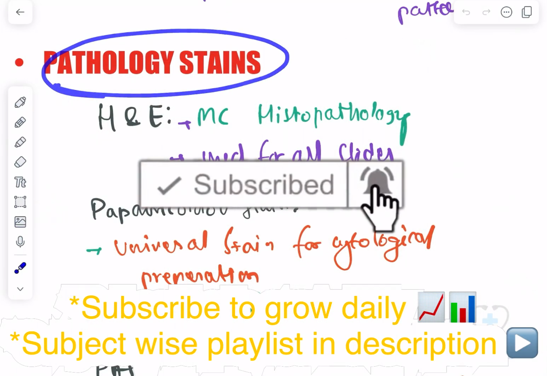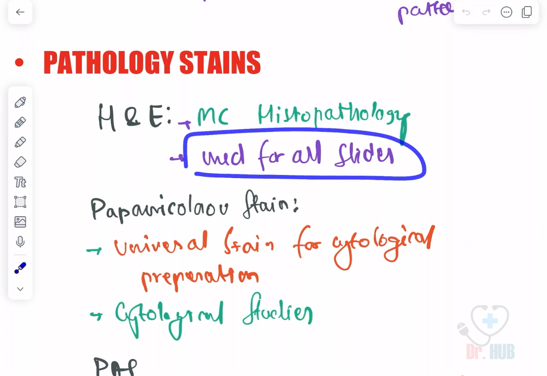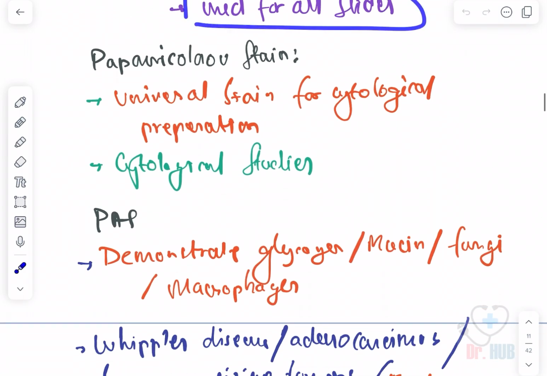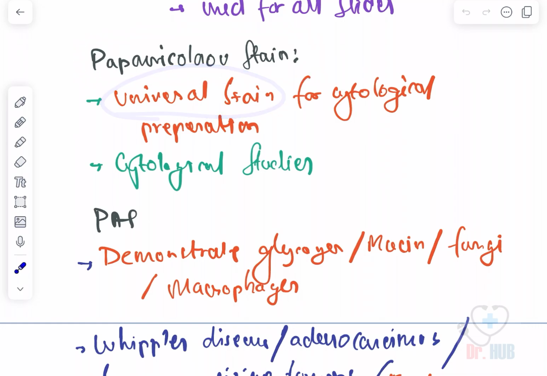Pathology stains. Here we look at the H&E. The H&E is the most common histopathology stain and it is used for almost all slides. Then we look at the Papanicolaou stain. Here it is a universal stain and it is used for the cytological preparation, in case of the cytological studies.